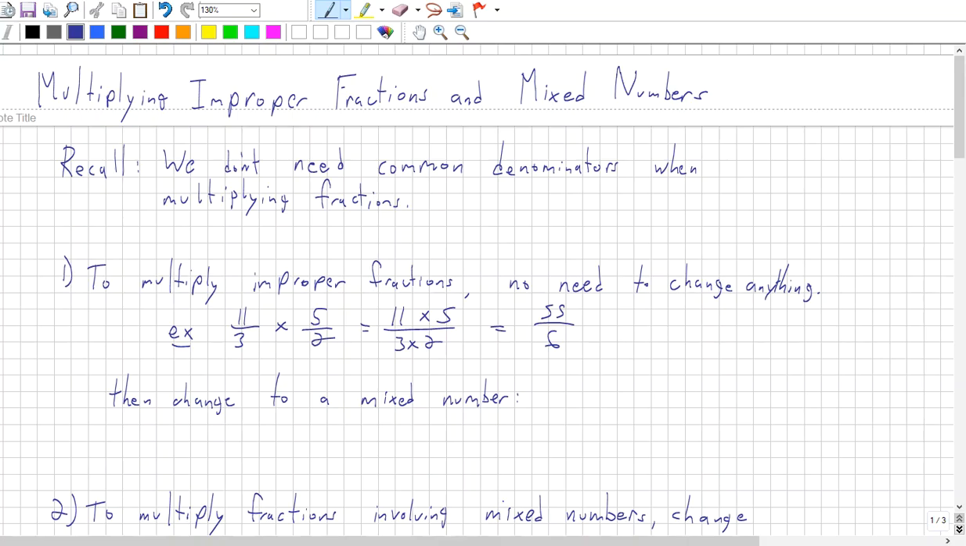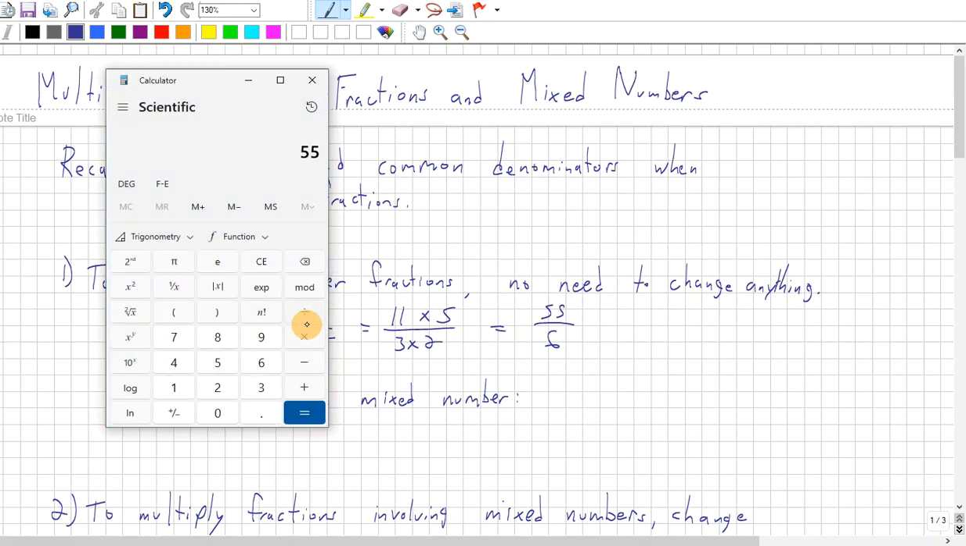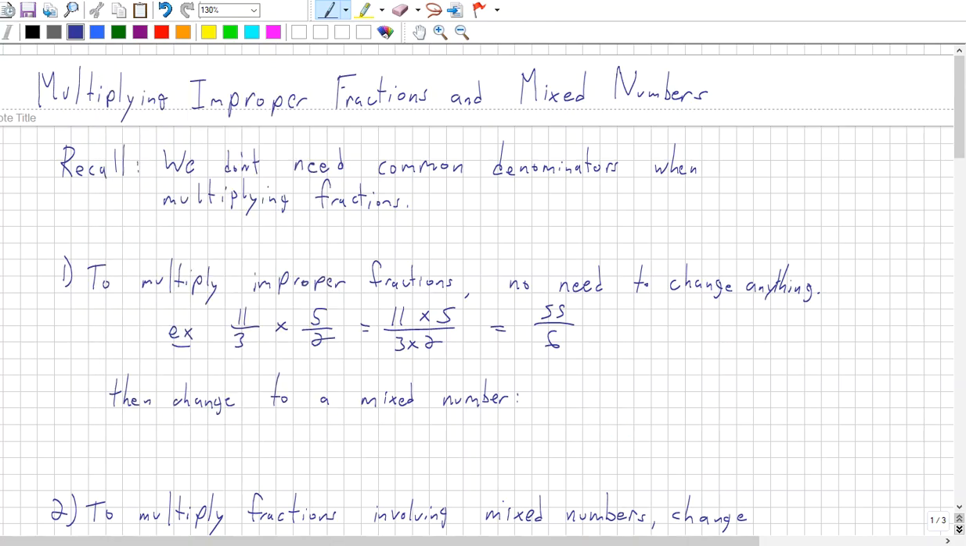Then we would change this to a mixed number. We would see how many times 6 goes into 55. You could use a calculator if you wanted to. 55 divided by 6 is, of course, 9. So I get 9. And 9 times 6 is 54, and I get 1 left over out of 6. So that would be my final answer written in mixed number form.